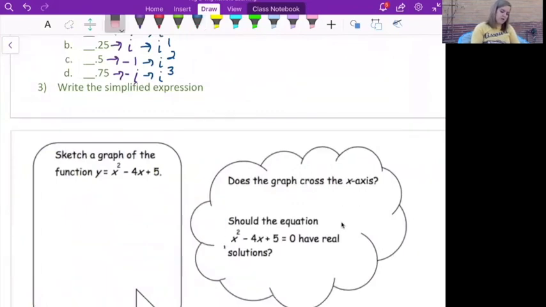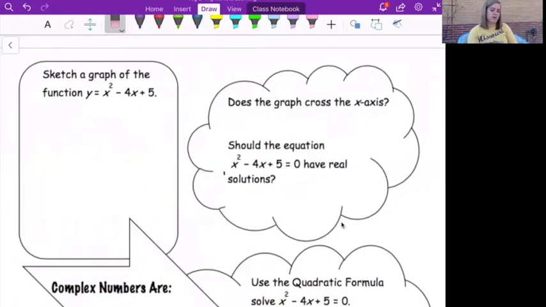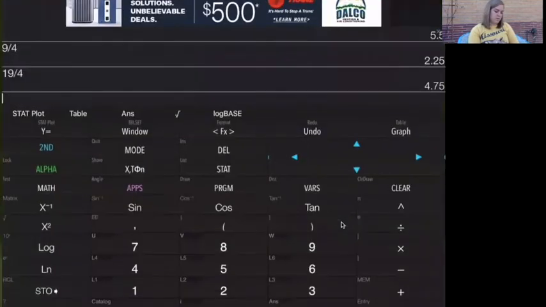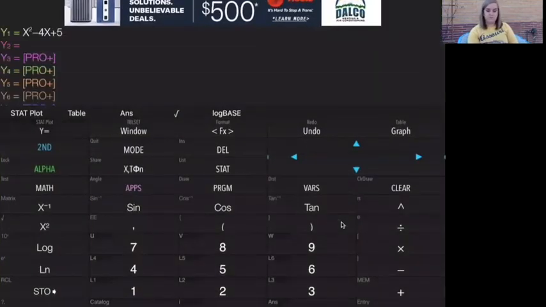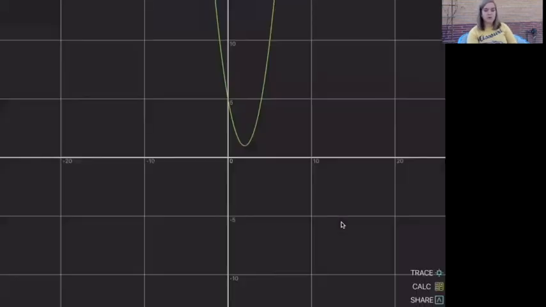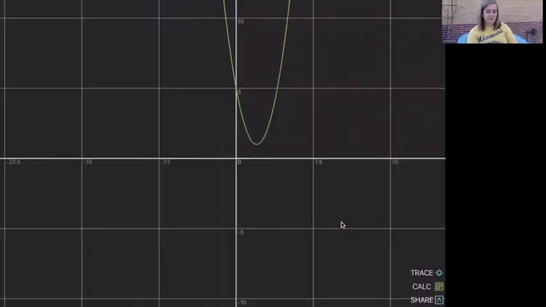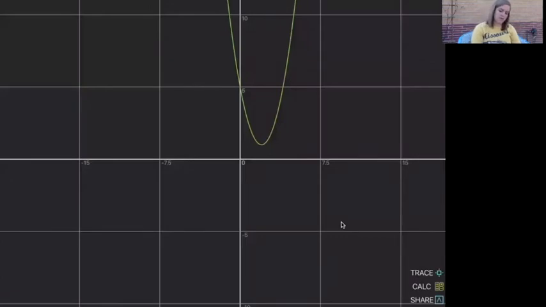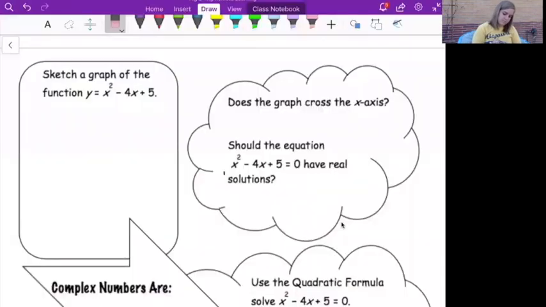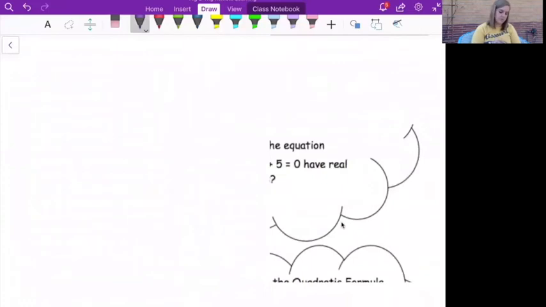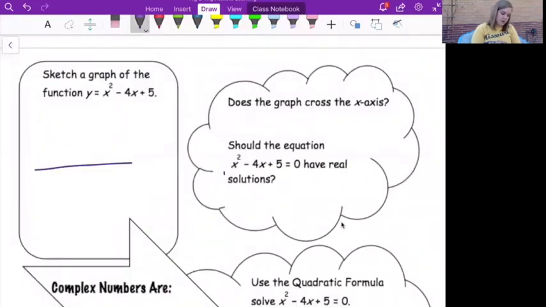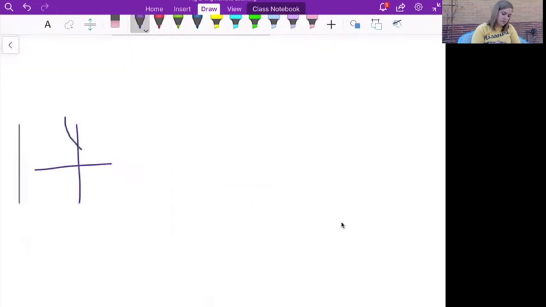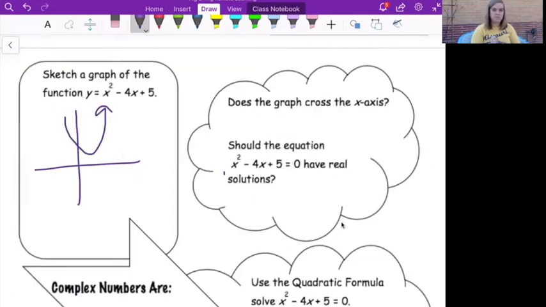So if we want to sketch a graph of x squared minus 4x plus 5, we can put that in our graphing calculator and then look at the graph. And if we notice, this does not cross the x-axis. So when I go to make my sketch, and again, this is just a sketch, I have my x and y axis, and it's going to look something like this.